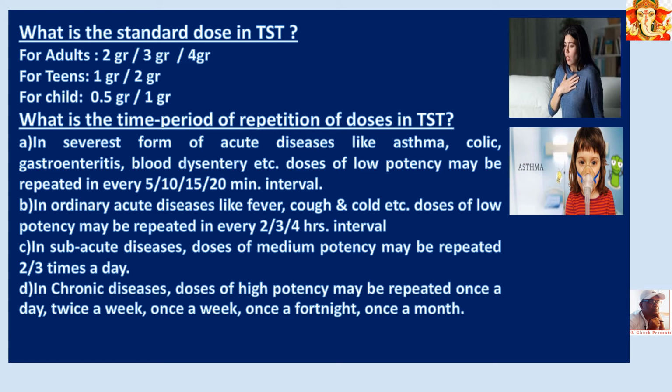What is the time period of repetition of dose in TST? A. In the severest forms of acute diseases like asthma, colic, gastroenteritis, blood dysentery, etc., doses of low potency may be repeated at 5, 10, 15, 20-minute intervals. B. In ordinary acute diseases like fever, cough, cold, etc., doses of low potency may be repeated at 2, 3, 4 hour intervals. C. In subacute diseases, doses of medium potency may be repeated 2, 3 times a day. In chronic diseases, doses of high potency may be repeated once a day, twice a week, once a fortnight, or once a month.